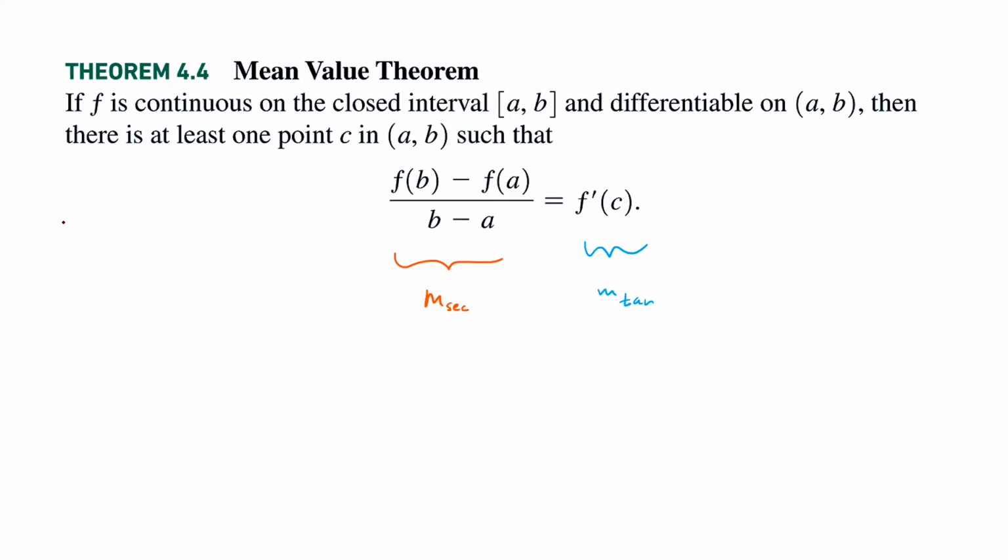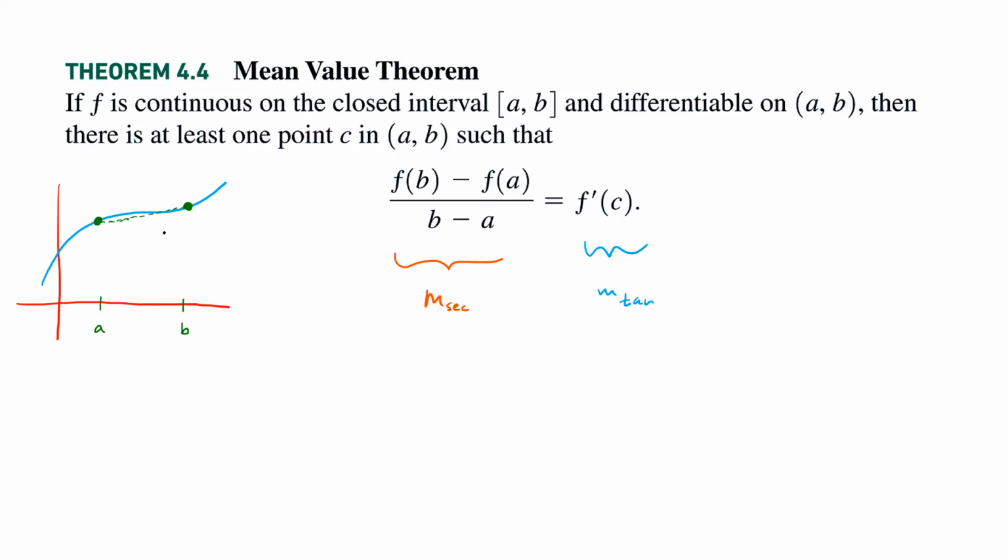Okay, so just like the picture that we saw in the previous slide, what it's suggesting is, when I've got some smooth continuous curve on some interval from a to b, then there has to be some point in between that has a slope that's equal to the slope of the secant line.